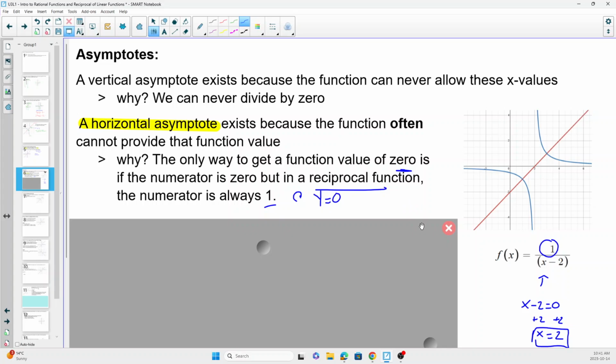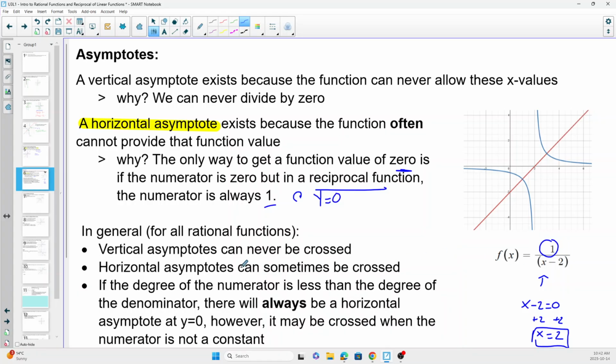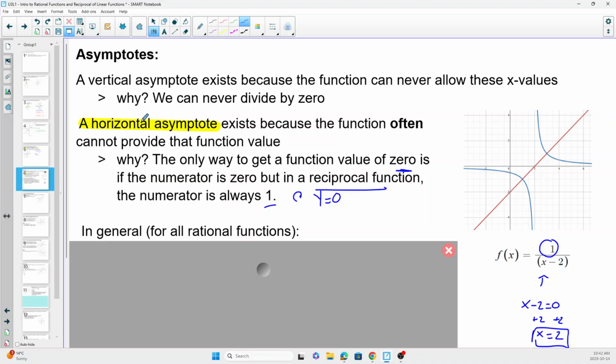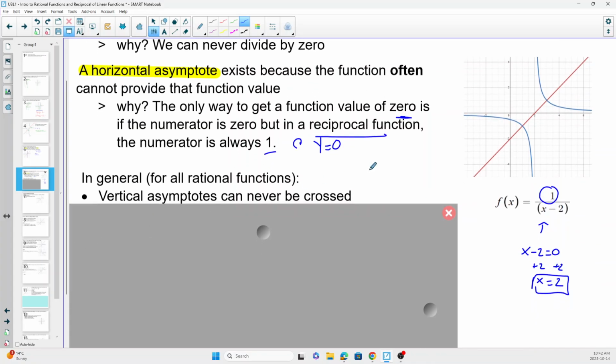This is not for all rational functions, okay? So, in general, for all rational functions, meaning some quotient of polynomials. Actually, let's go back and release those one at a time. Vertical asymptotes can never be crossed. Okay, so if there is an x value that is not permitted, it is never permitted, ever, ever. Okay, there is no situation in which we can have an x value of 2.